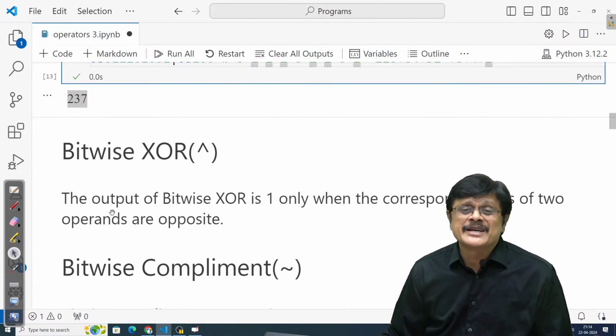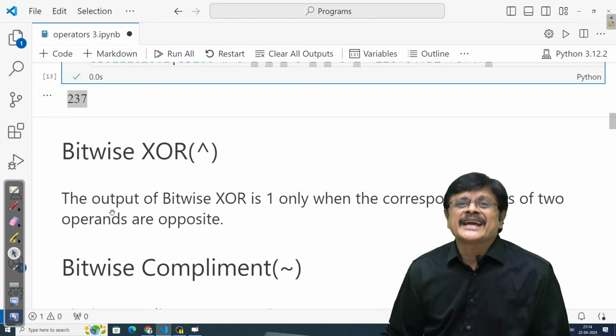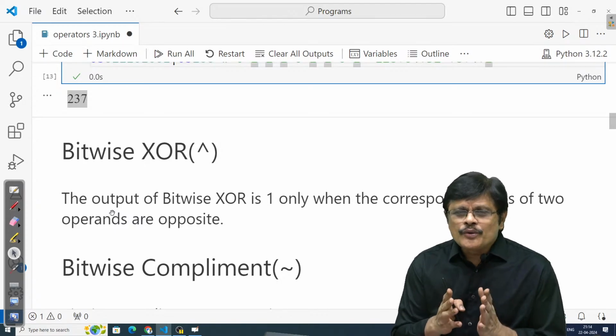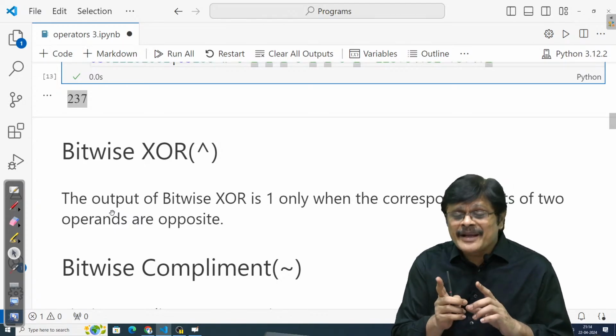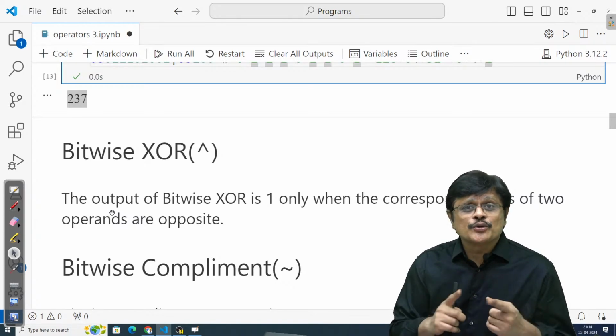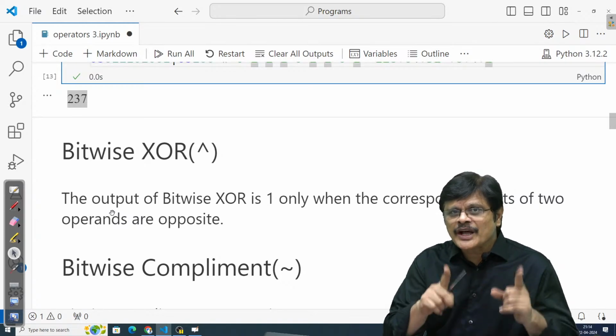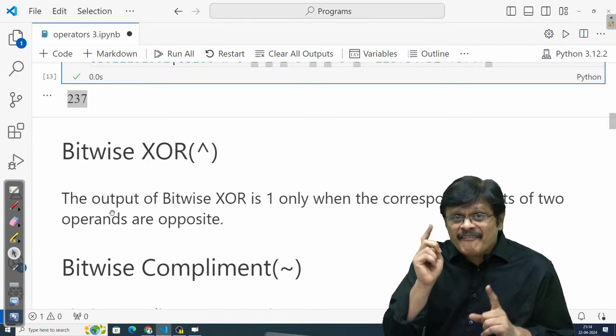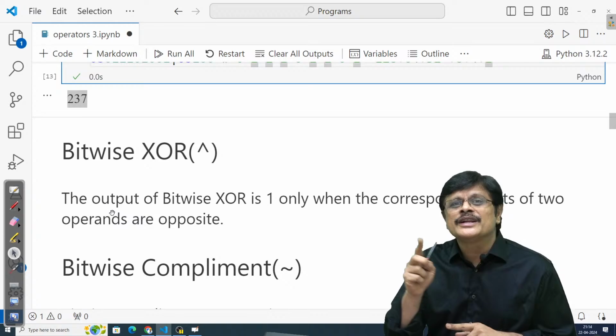The next one is bitwise XOR, exclusive OR. So XOR will be true if any one of them is true. If both are true, then it is false. That is, if both are 1, then it is 0. If both are 0 also, then it is 0. If any one of them is 1, then only the result is 1.